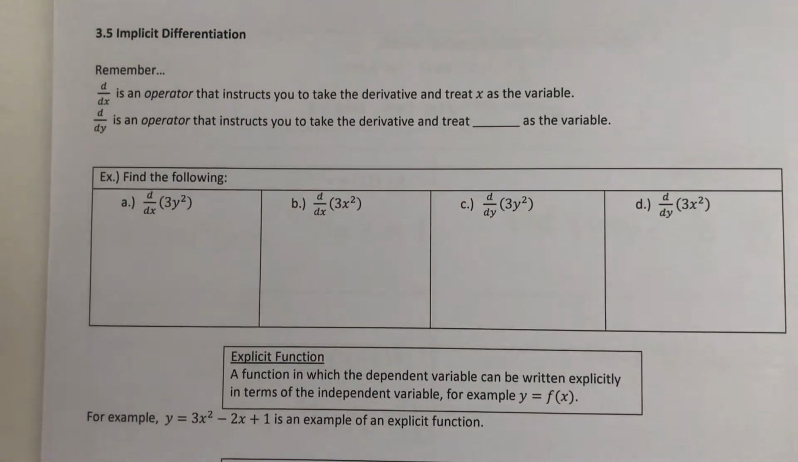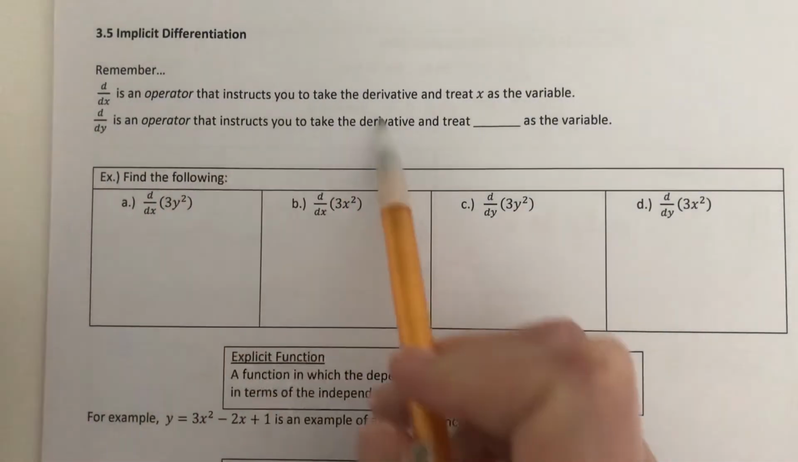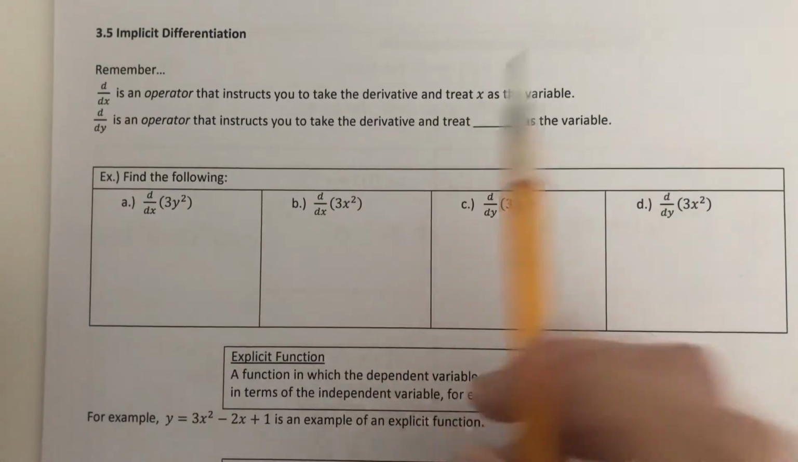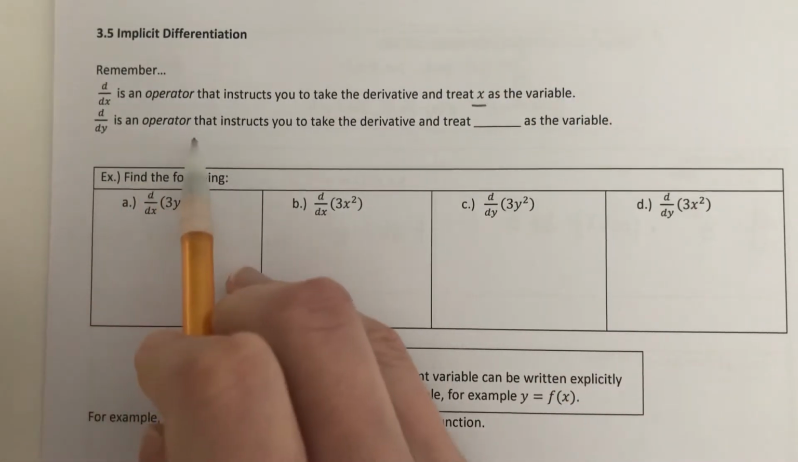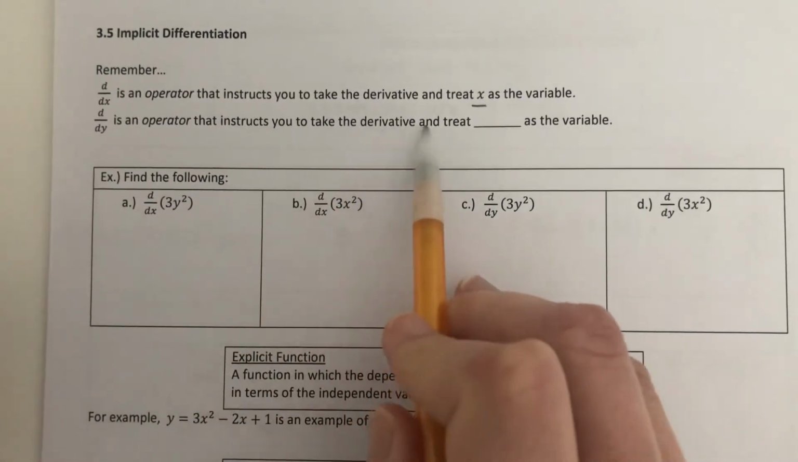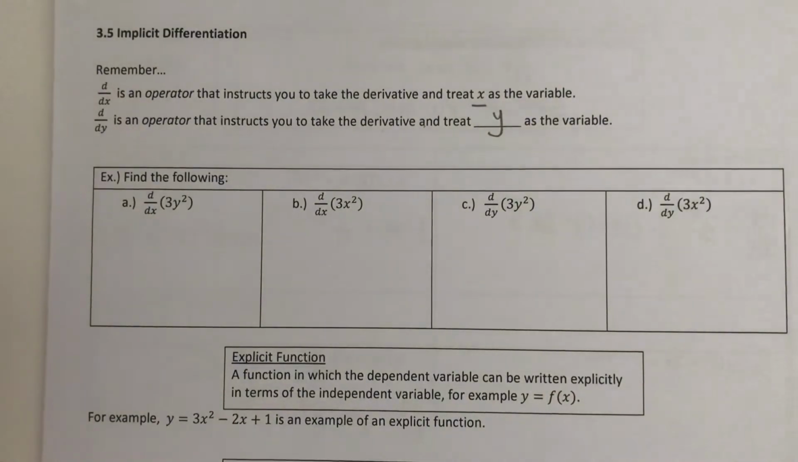Okay, we are in section 3.5, which is implicit differentiation. I want you guys to remember a couple things. There's a difference between d/dx and d/dy. d/dx is an operator that instructs you to take the derivative and treat x as the variable. d/dy is an operator that instructs you to take the derivative and treat, this time, y as the variable. So if we had d/dt, it'd be treating t as the variable.